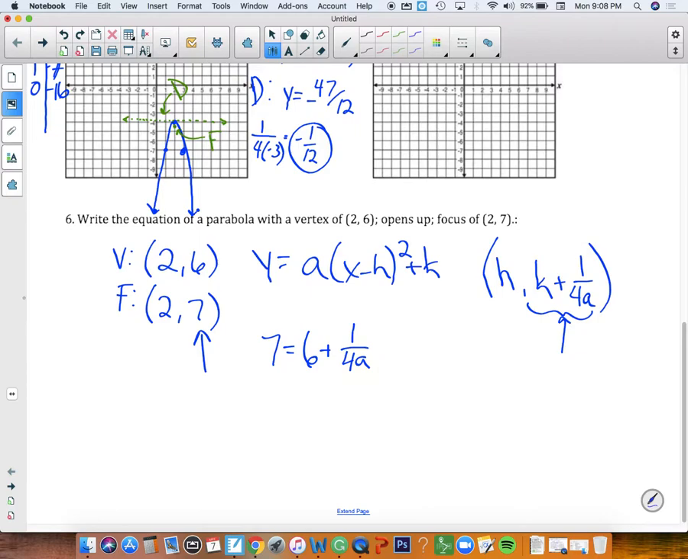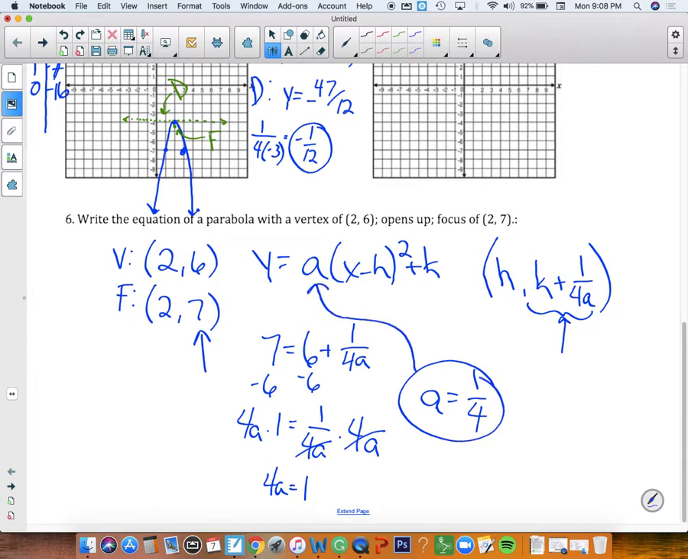Now we can solve that for a. So subtract 6. You get 1 equals 1 over 4a. To get the 4a out of the bottom, we have to multiply by it. So we cancel here. We get 4a equals 1. A equals 1/4. Take that, plug it in. And we also have the h and the k from the vertex that was given in the original problem. So we have 1/4 (x minus 2) squared plus 6. That is the equation. So we have two of those on the test that are very similar to that.